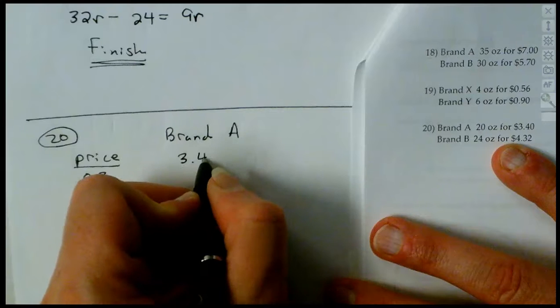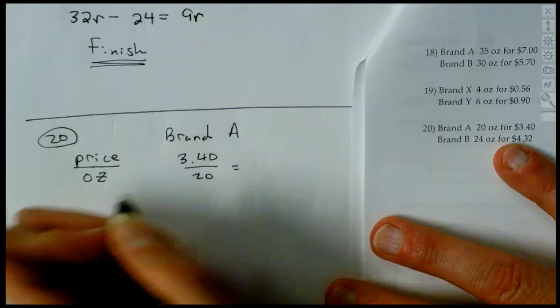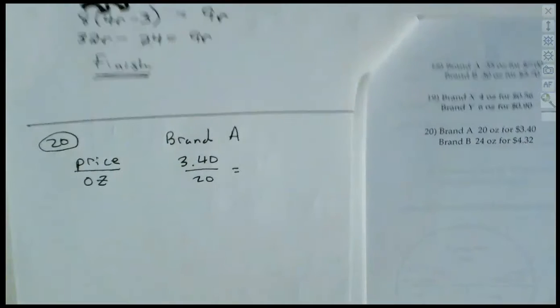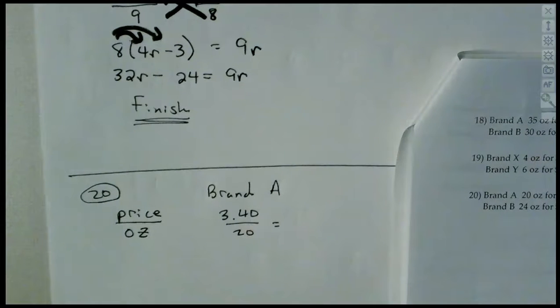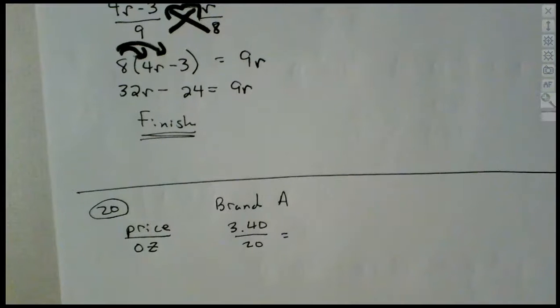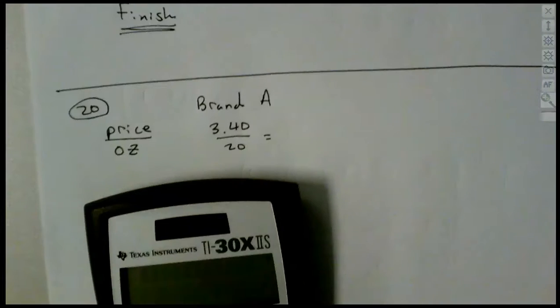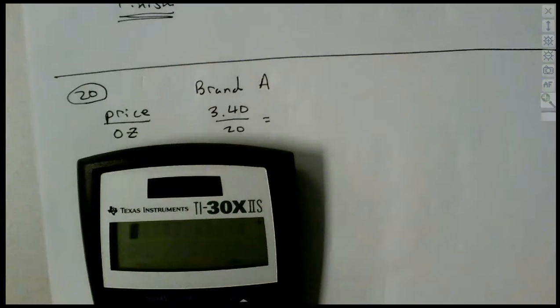So brand A is 340 over 20. And we'll just get this to the nearest cent. It doesn't say exactly how far to go, but I think the nearest cent should be good enough. You can go out to the nearest tenth of a cent if you want as well, but we'll just go out to the nearest cent. So we'll just go ahead and divide these, and we'll figure out our unit price, cost per ounce.